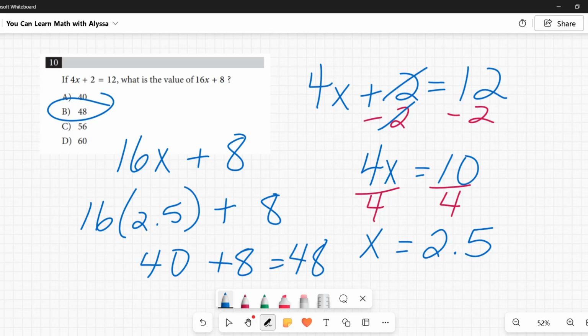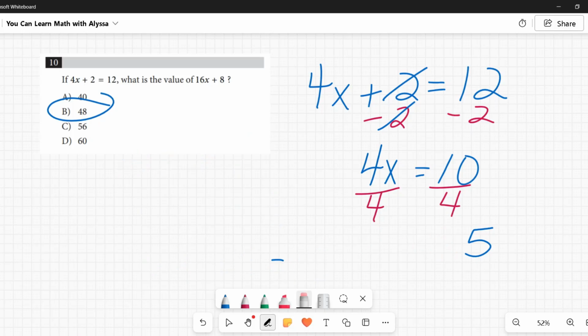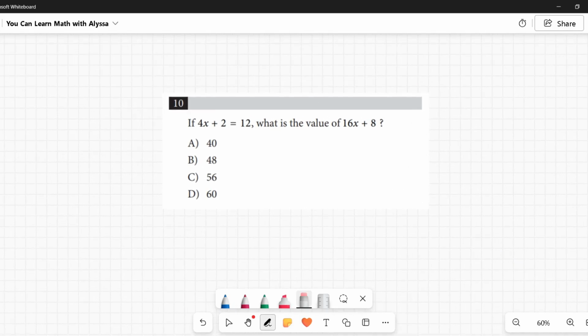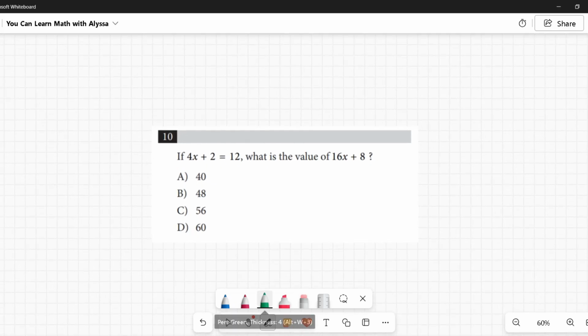So that method absolutely works. It will get you the answer, 100%. But we're going to remember 48, B. That's our answer. That's what we're going for. Okay, here is the little trick.